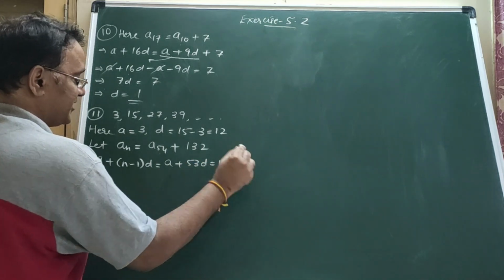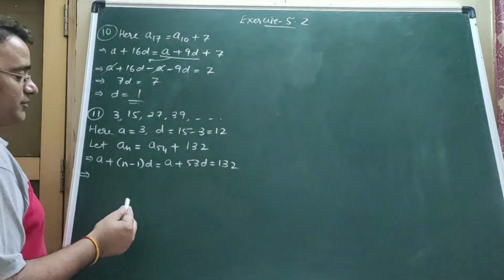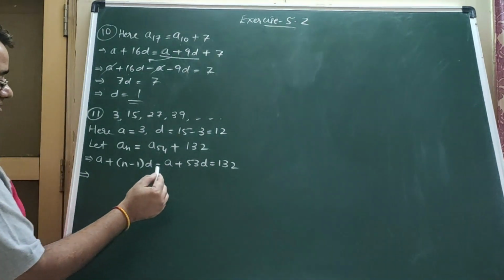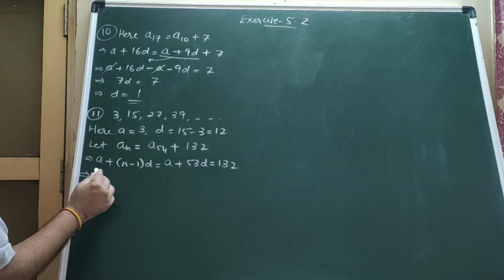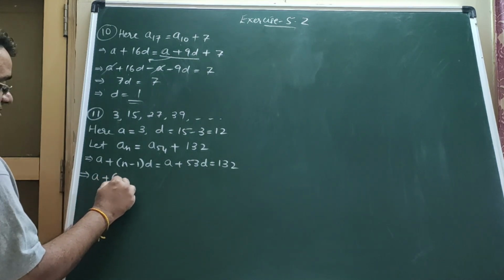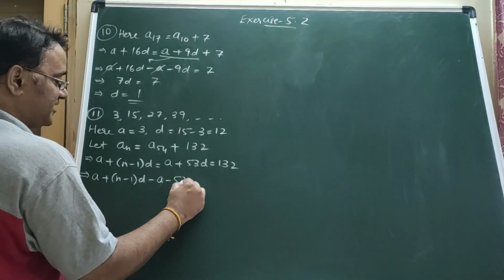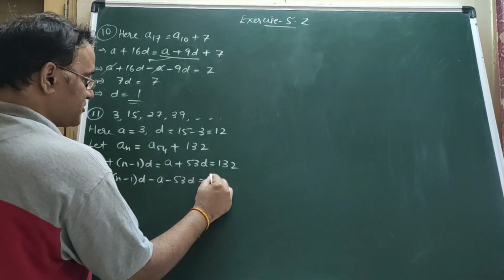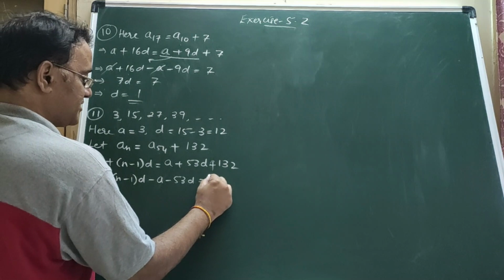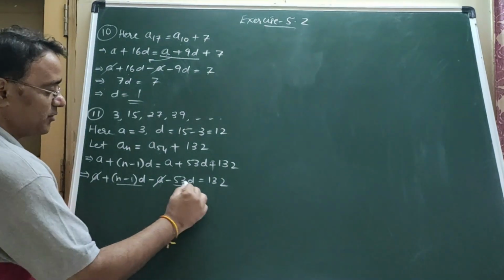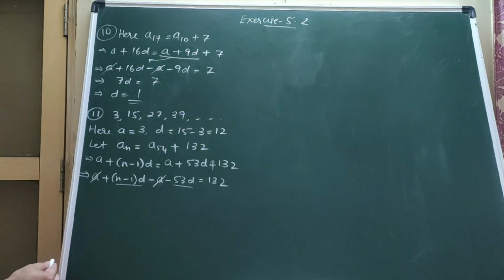is equals to 132. Now what we will do? We will shift this to this side. ठीक है? A plus n minus 1 into D minus A minus 53D is equals, यहाँ पे plus है ना, is equals to 132. So this A will be cancelled. अभी इसमें हम लोग क्या करेंगे? What we will do? We will take D common.